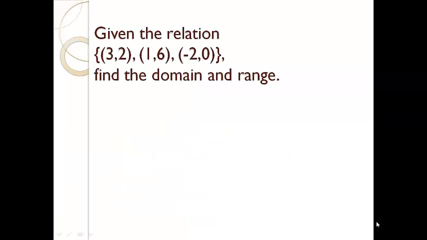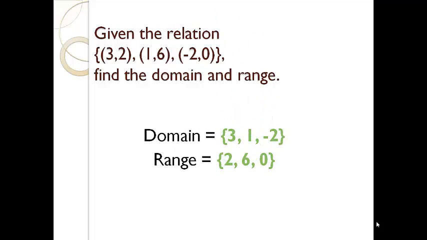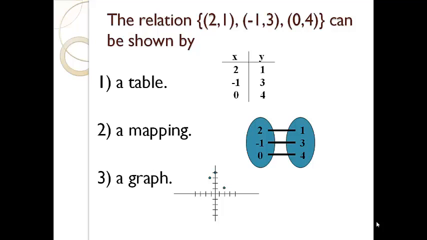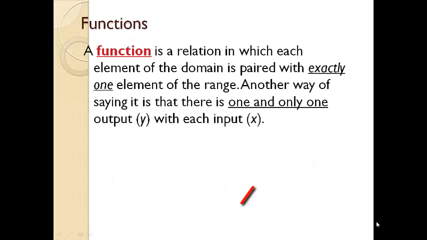Okay, so here's an example problem. Given the relation, find the domain and the range. Remember that the domain is the x values and the range is the y values. So you would simply write them: the domain, 3, 1, negative 2, and the range, 2, 6, 0. Relations, such as this one, remember a relation is simply a set of ordered pairs, can be shown in three different ways. You can show it with a table, you can show it with a mapping diagram, like this one, or you can show it with a graph. And you have to be able to see and do all three different types.